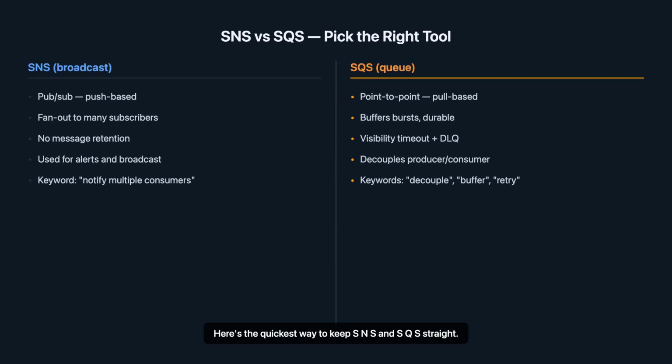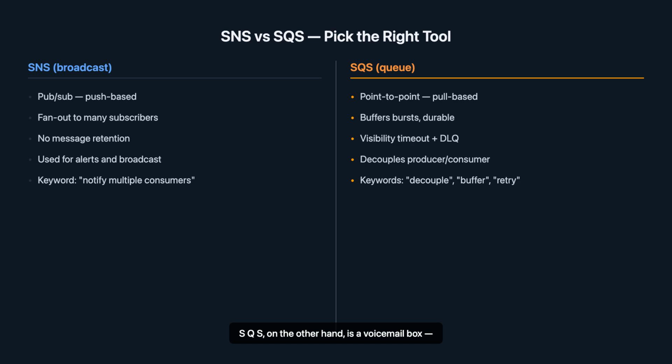Here's the quickest way to keep SNS and SQS straight. SNS is a radio broadcast. Anyone tuned in hears it the moment it airs, but if your radio is off, you miss it forever. It's push-based, fans out to many subscribers, doesn't retain messages, and you use it for alerts and broadcasts. The exam keyword is notify multiple consumers.